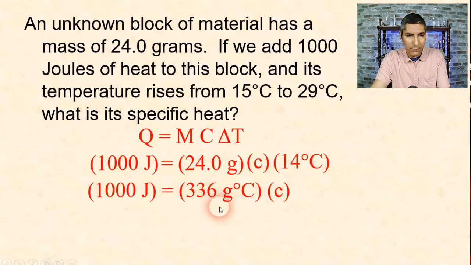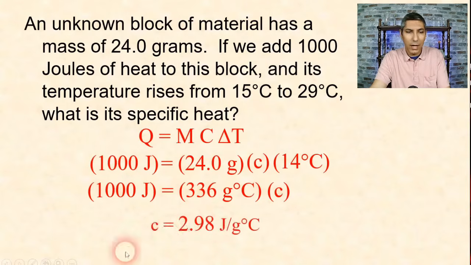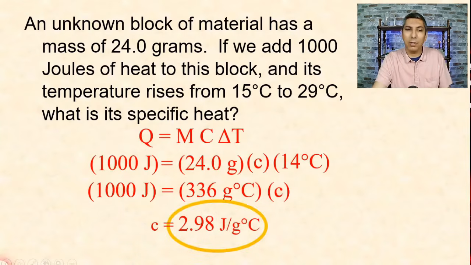I get 336. And then to solve for C, the specific heat, I just take 1,000 and divide that by 336. And when I do that, I find that the specific heat capacity of this material, of this block, is about 2.98 joules per gram degree Celsius. So that is how we calculate the specific heat. Same idea here. We just plug and chug into Q equals MC delta T. Now, let's try one more example.